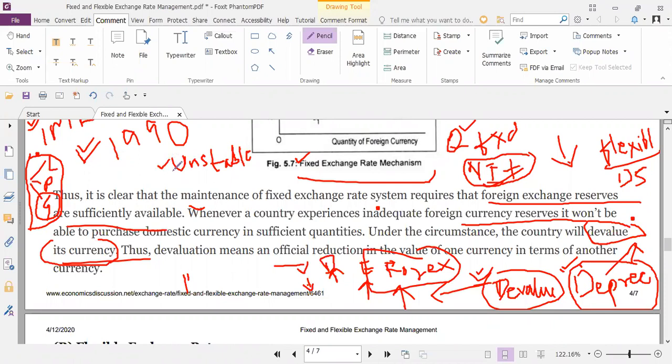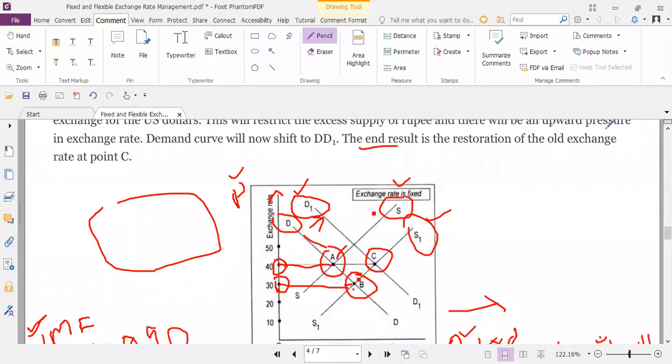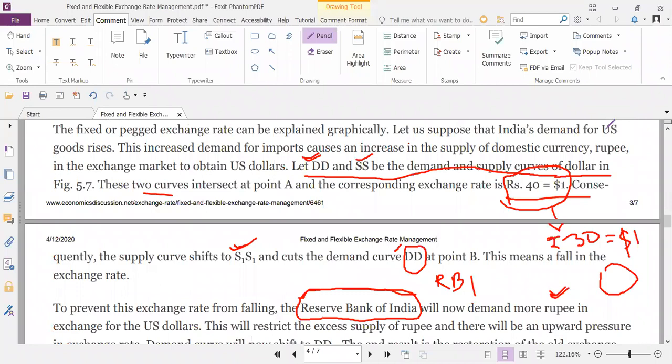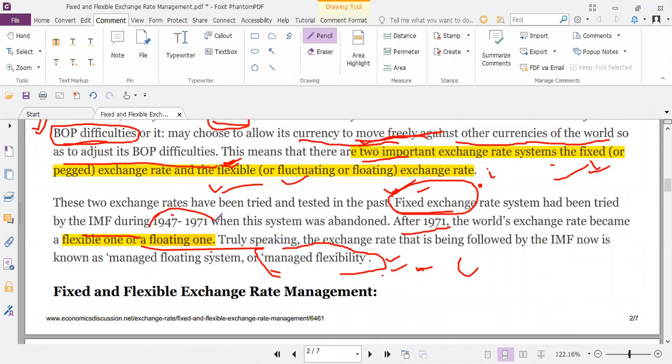I have told one more name for this flexible. Can anyone tell me? You all remember this? Flexible, there was one more name for this. Flexible is also called floating. Here it is, floating exchange rate system.